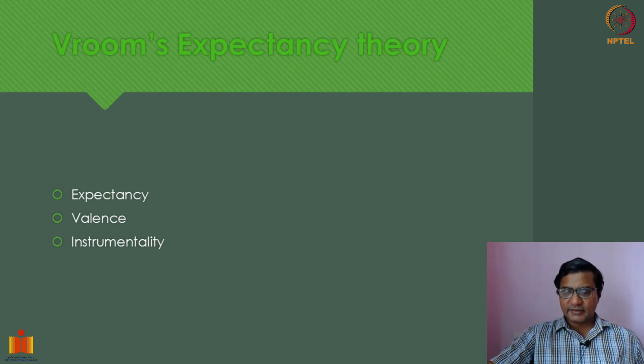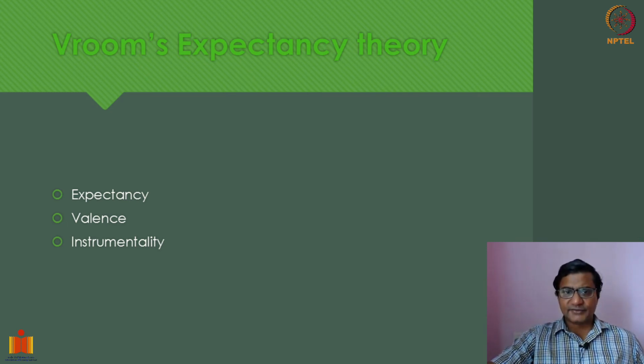So these three theories which we saw, Maslow's theory, Herzberg's theory and ERG theory, are content theories. They talk about what factors motivate people in the workplace. Now we are going to talk about process theories. Whatever theories we talk about from now on are about process. Process theory means how motivation happens.